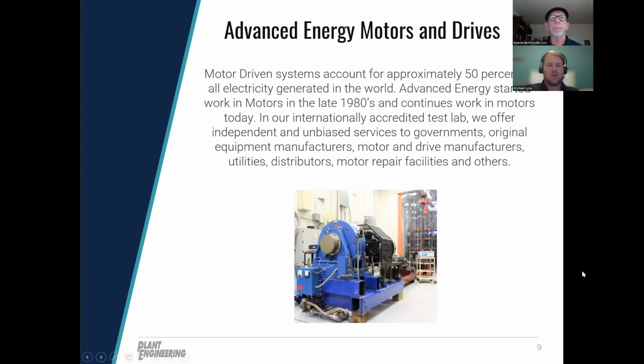I am on the large business and industry team. That comprises our commercial and industrial group and our motors and drives group. My primary responsibilities, as Kevin alluded to, are focused around motors and drives testing, mainly motor testing, and then also getting out into industrial facilities and performing energy assessments.